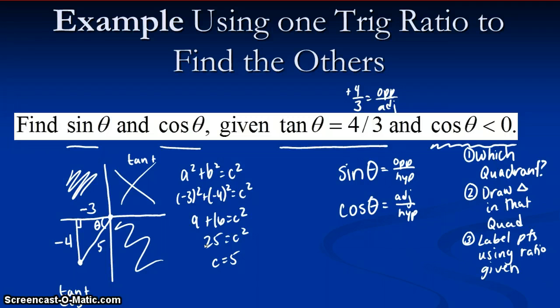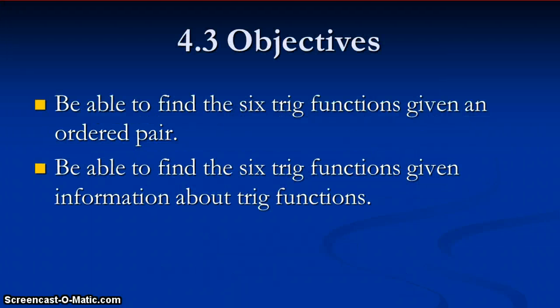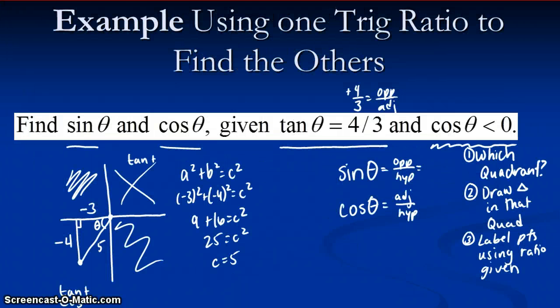Now that I have my triangle labeled, I can go back over here. Ultimately, I need to define the sine of theta. Well, that's the opposite, which is -4, over my hypotenuse, which is 5. And remember, your hypotenuse will always be positive when you do these. And for cosine, the adjacent was -3, and the hypotenuse is 5. So these would be my answers for this one.